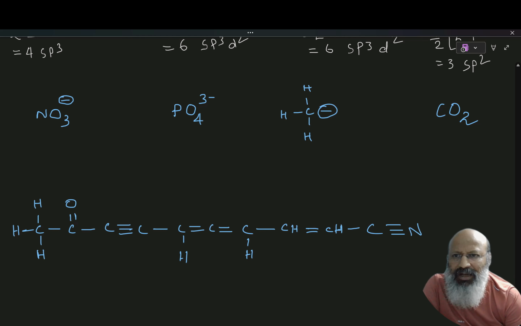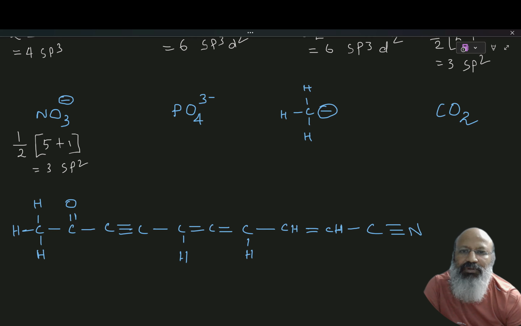For this, it's an ion, so 100% I'm going to use the first formula. Nitrogen, valence electron 5. Oxygen is not a monovalent atom, so I'm not counting it. But I'm taking the negative charge into consideration, so the answer is coming out as 3. So it is sp2.